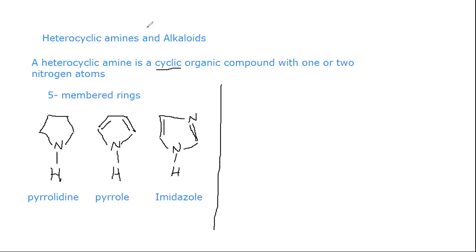Now we are going to look at 6-membered rings. I wish I had 6-membered rings. I have only 4-membered rings here. You guys can see there is a nitrogen inside the ring.